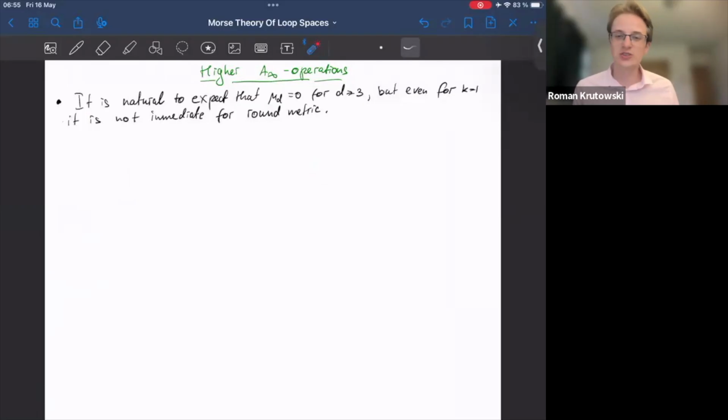So one should expect that all A infinity operations vanish for degree at least 3, because, morally, we are deforming the DGA for just the sphere, which is just a polynomial algebra on one variable. So you don't expect to see non-trivial deformations, but we don't have a good proof of that fact for the round metric.